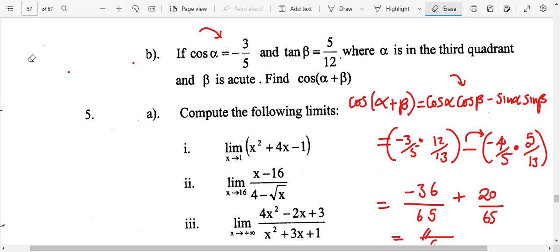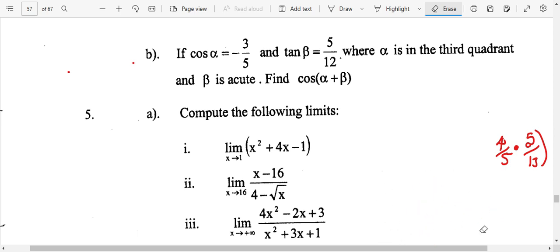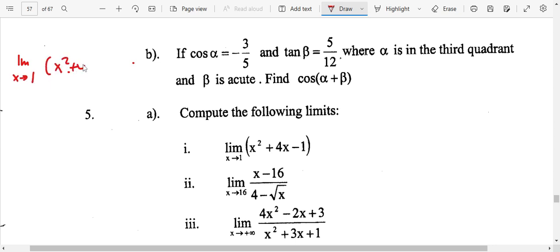Okay, we can work out now these limits which are here. If I compute the following limits, the first limit as x approaches 1 of x squared plus 4x minus 1. So these are rare cases and actually the very simplest cases that will be given. So for this one, how can you find this limit? What do you think?